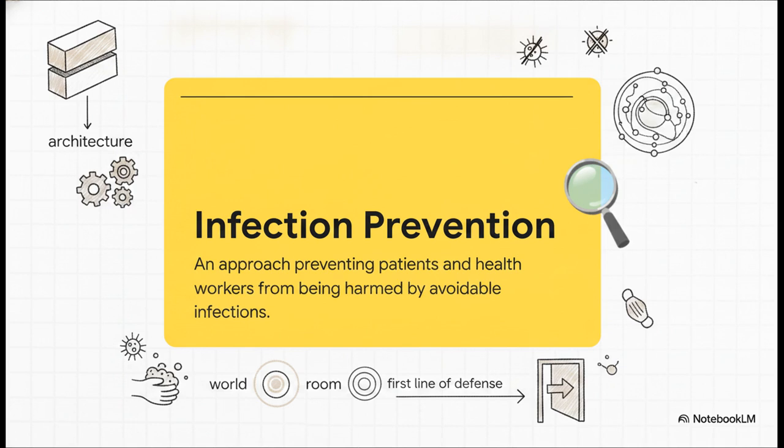Now, to understand this shield, we have to look at its fundamental building block, infection prevention and control, or IPC for short. The core definition of IPC is a practical, evidence-based approach preventing patients and health workers from being harmed by avoidable infections. And the absolute key phrase to remember here is operating at multiple scales. Because before we can look at the whole world, we have to look at the room. And that brings us to our very first line of defense.